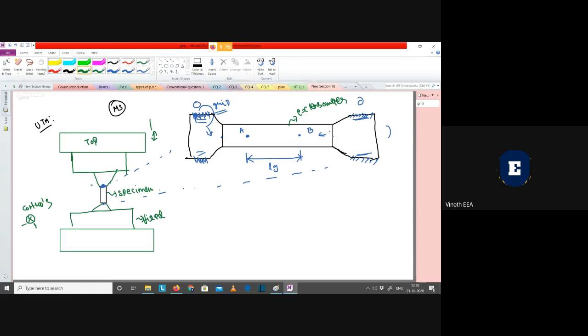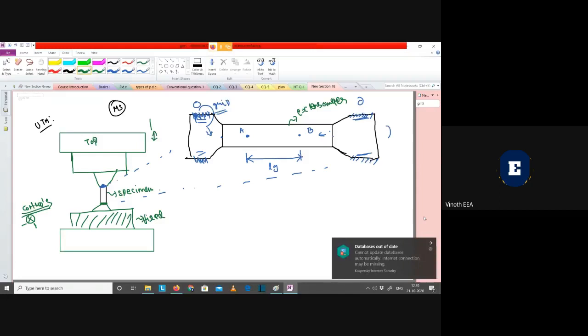Okay, so I'm going to do a tensile test. What I'm going to do is, this side is fixed. I'm fixing it because this is fixed. Top of this UTM is getting moved. How am I moving it? By using some controls. And by using that control itself, I will get to know how much load I'm applying.